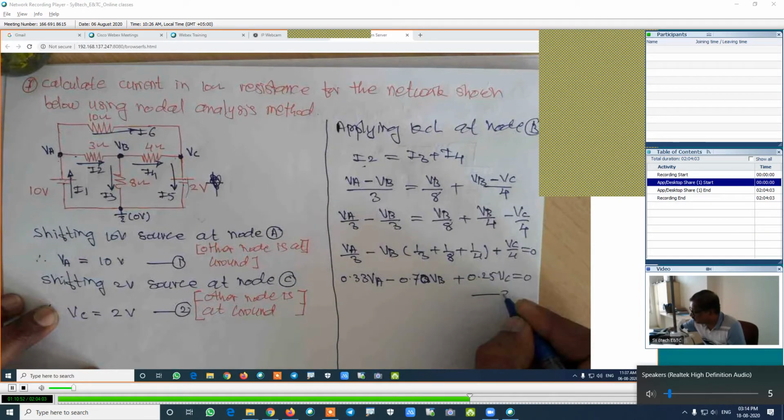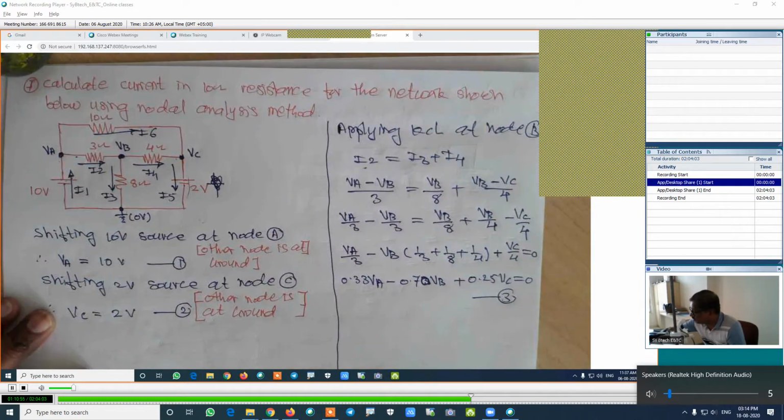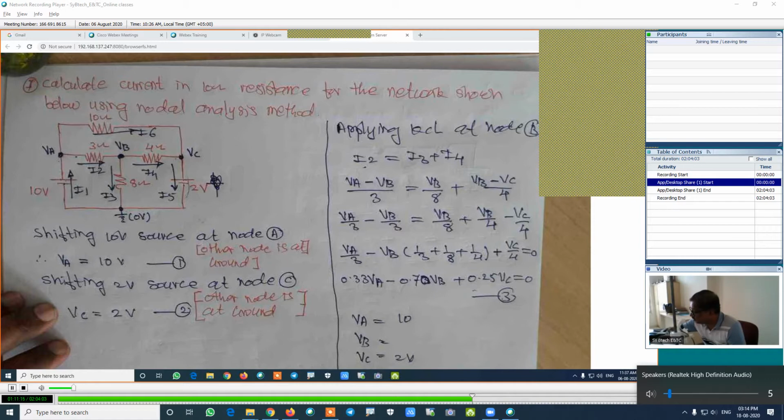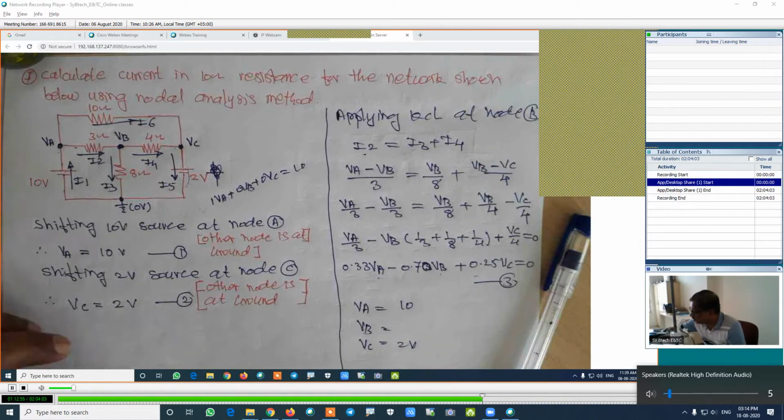Yes. So, 0.33 VA minus 0.70 VB plus 0.25 VC, which is equal to 0. This is equation number 3. Now we have 3 equations and 3 unknowns.